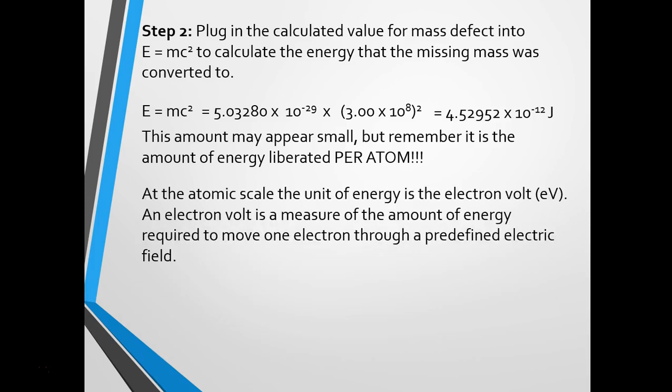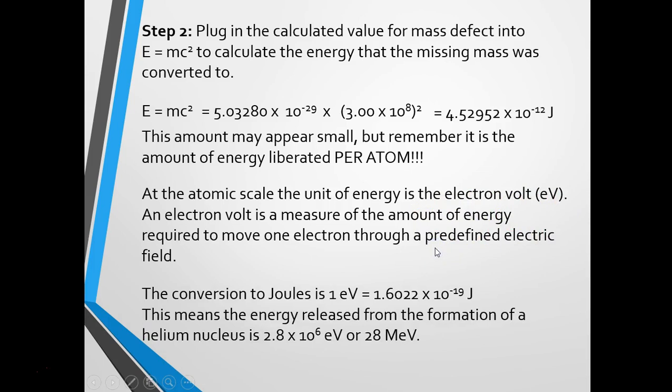Alright, now we don't use joules at the atomic scale. We use a unit called the electron volt, and it is a lowercase e with a capital V. An electron volt, this is the definition. It's the amount of energy required to move one electron through a predefined electric field. So the conversion from electron volts to joules is this right here.